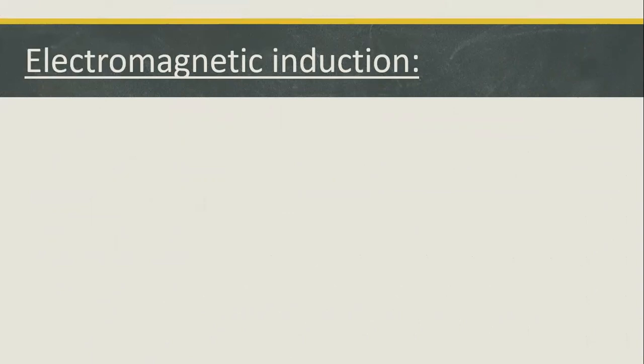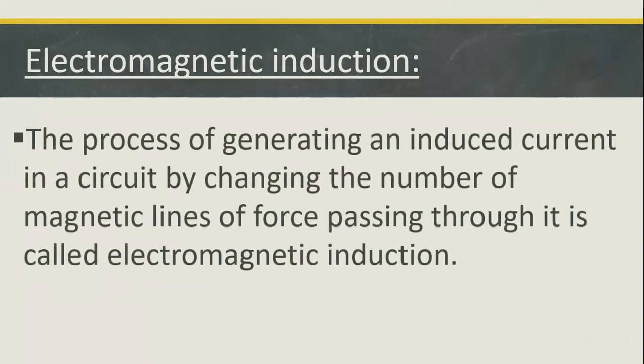What is electromagnetic induction? The process of generating an induced current in a circuit by changing the number of magnetic lines of force passing through it is called electromagnetic induction. Induced current means without physical contact, just induced, without touching the wire to the magnet.